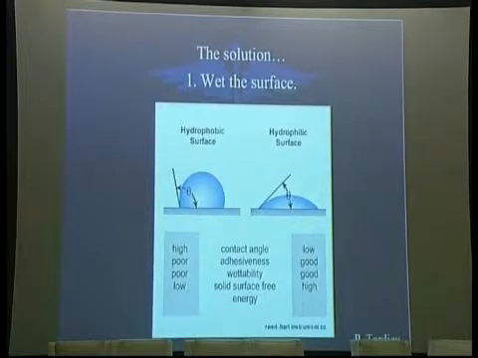Adhesiveness is poor on this side. Adhesiveness is good on that side. Wettability is poor. Wettability is good. Solid surface free energy is low, and this is high. So you need to wet.